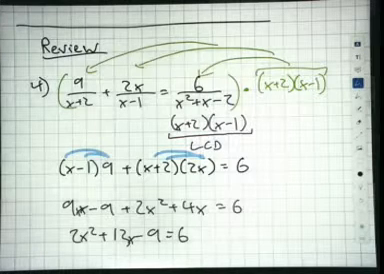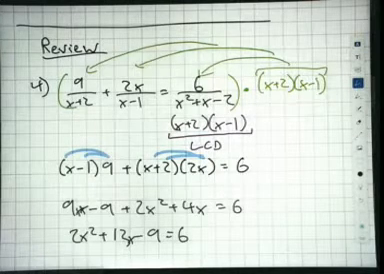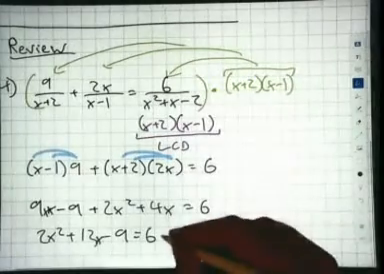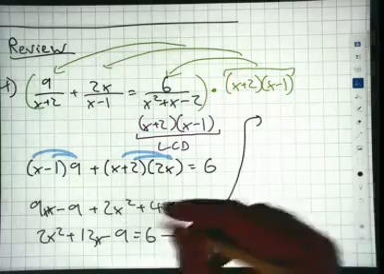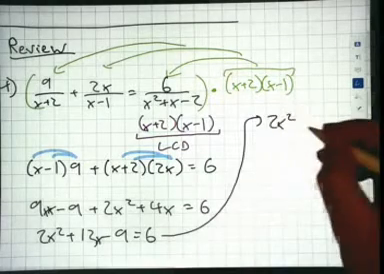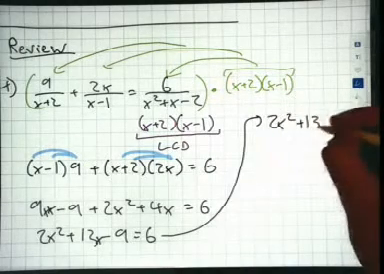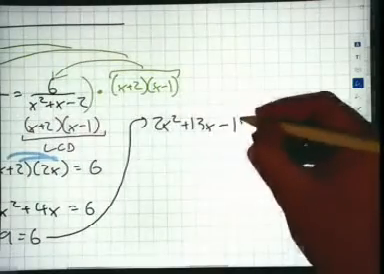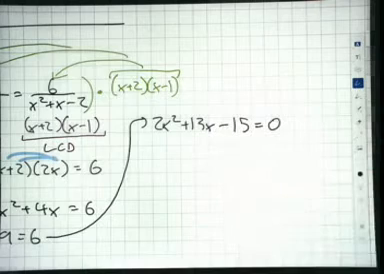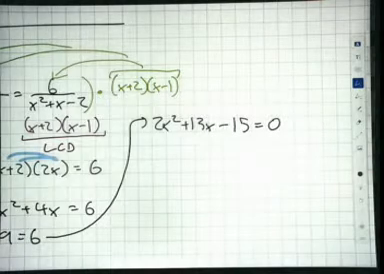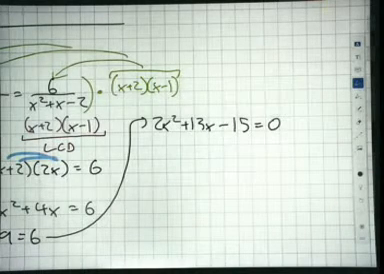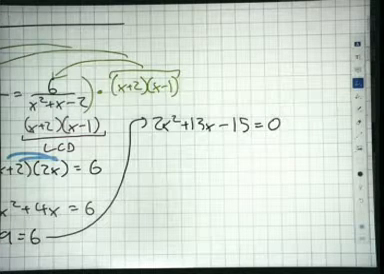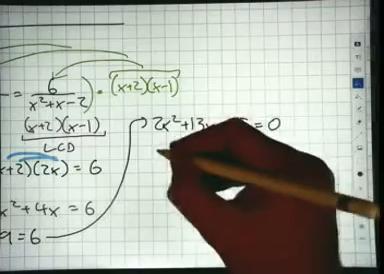How do we solve quadratic equations? We set the equation equal to 0. So when I subtract the 6 on both sides, negative 9 minus 6 is going to be negative 15, equals 0. Now the question is this: how do I solve this quadratic equation? I could use the quadratic formula, but I'm going to choose to factor.